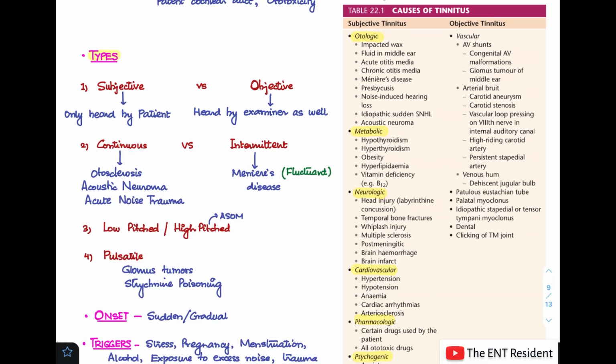Whereas objective tinnitus has more vascular causes like congenital AV malformations and glomus tumors. Arterial bruit can be a cause, like in carotid aneurysm, carotid stenosis, persistent stapedial artery, and venous hum in dehiscent jugular bulb. Also, objective tinnitus can be seen in patulous eustachian tube, palatal myoclonus, idiopathic stapedial or tensor tympani myoclonus, dental causes, or clicking of TM joint. So, these are the causes of subjective and objective tinnitus.